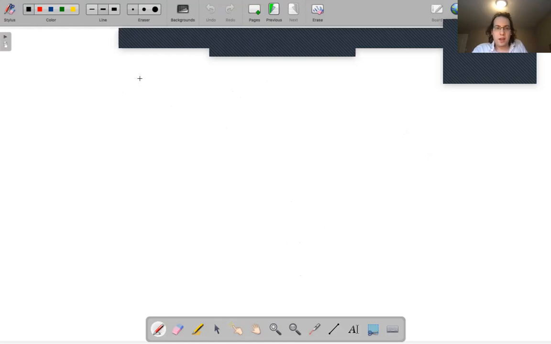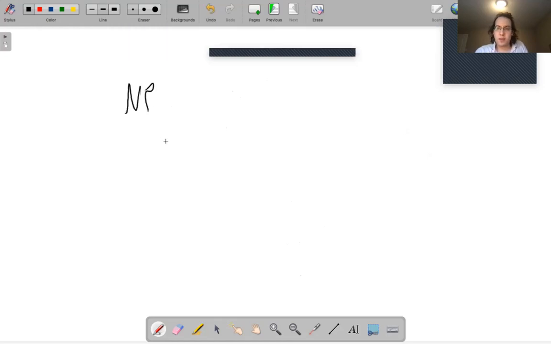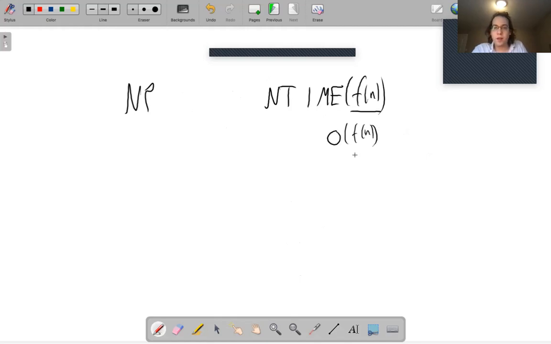So we can define the class NP then. This is non-deterministic polynomial time. Well, before that, we should define the class NTIME. So NTIME of f(n) is the class of all languages decidable by a non-deterministic Turing machine that takes at most O(f(n)) time, and we already said O(f(n)) time means every single path is O(f(n)) time.